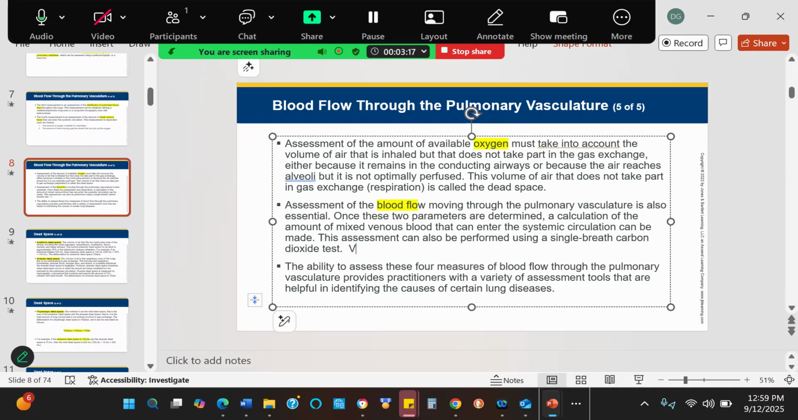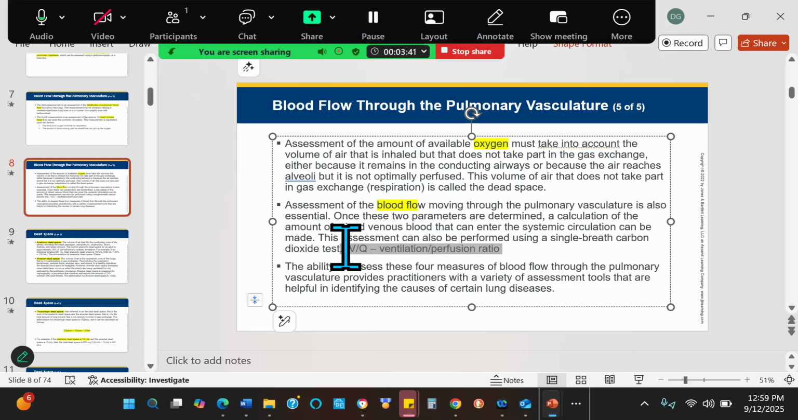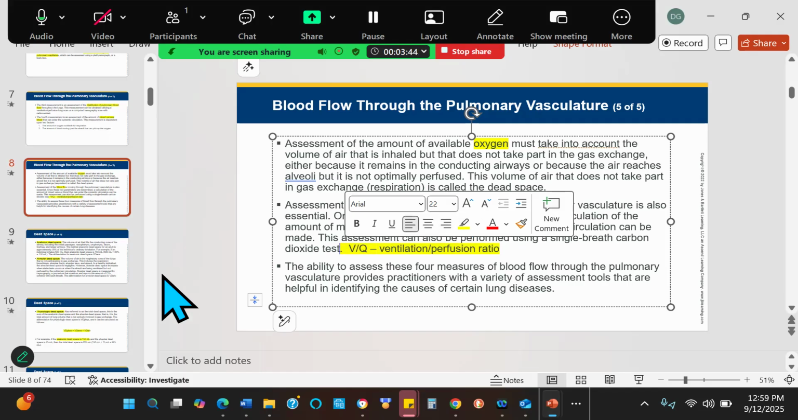And students have said to me for all these years that I've been teaching, why is it a Q? Well, the Q is from a French physiologist, meant the quantity of blood flow. So the ventilation to blood flow ratio is called VQ. That's confused people for years and years. Ventilation, perfusion ratio. Perfusion refers to blood flow. Ventilation obviously is the oxygen coming in.